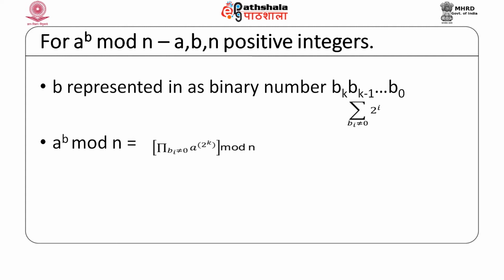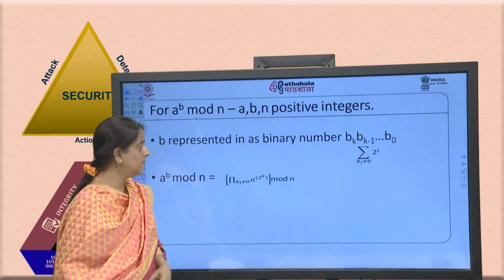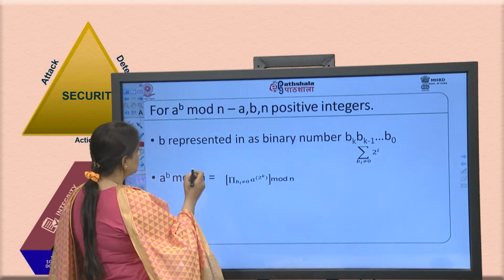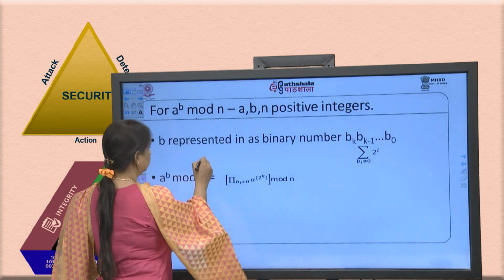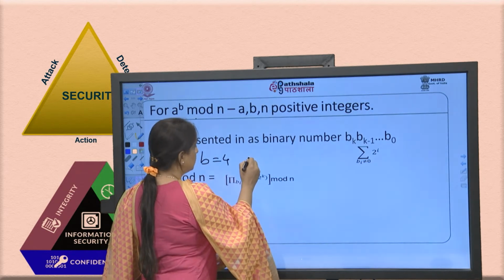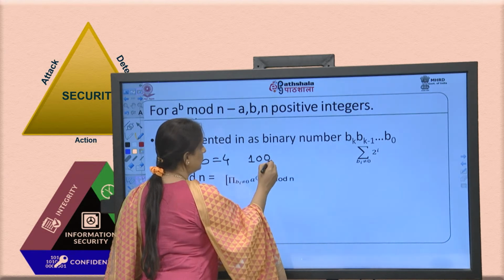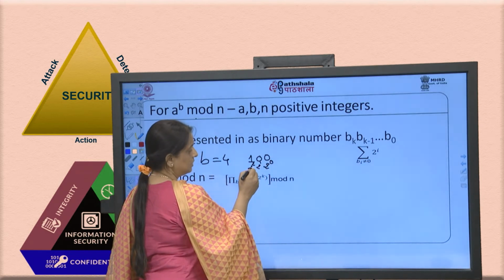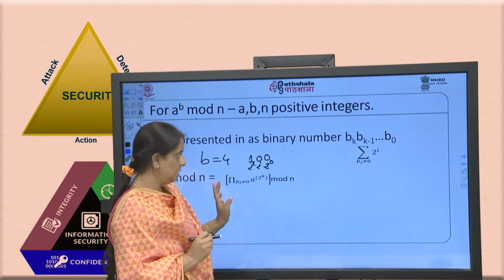a and b are both positive numbers, b represented as a binary number b_{k-1} ... b_0. Taking a small example, suppose b is equal to 4. How would we represent b as a binary number? So, b can be represented as 1 0 0. You all know the representation of the binary number. This 0 is 2 raised to 0, this 0 is 2 raised to 1, and this 1 is 2 raised to 2. So, the binary digits of b are 1 0 0.